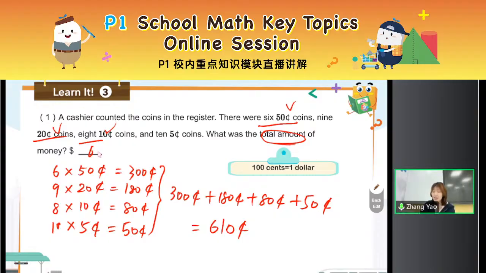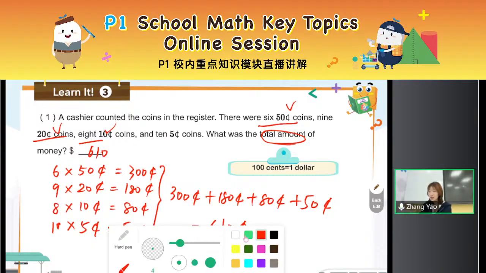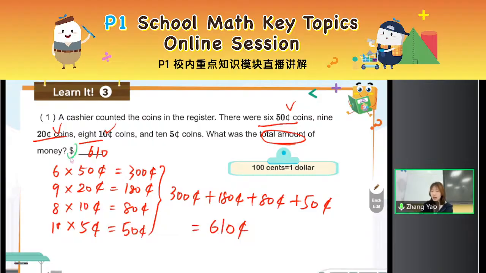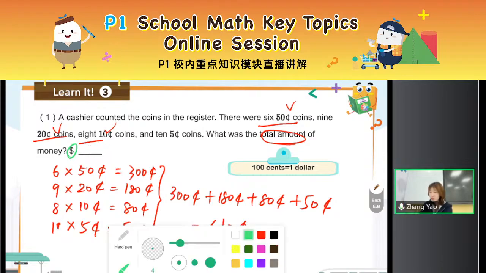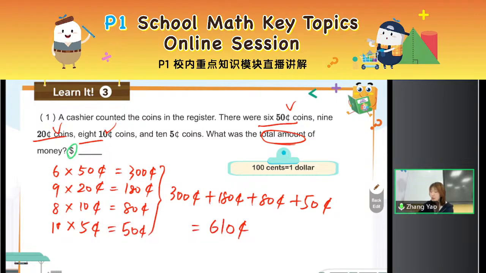So can I write 610? Yeah, someone got the right answer. Very well done. Okay, so can I write 610 in the blank? Of course I can't, right? We need to find the dollar, okay? So we still need to convert. Now let's erase the answer there and let's do the conversion, okay? So we got 610.